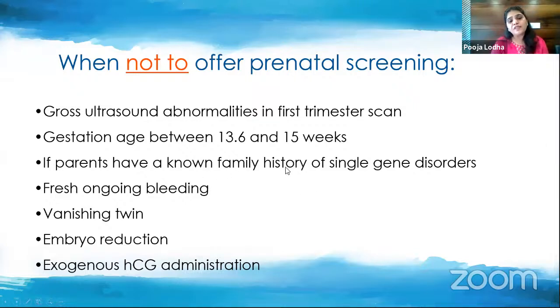If parents have a known familial history of single gene disorders, so if you're anyways going to go in and do an invasive, and you're going to send a microarray or a karyotype or a FISH while doing the invasive, like we mostly do as a protocol, do not waste her money on doing a double marker then. If there is fresh ongoing bleeding, avoid doing a double marker. There is a vanishing twin and embryo reduction, we've already seen that. And of course, within a week from the exogenous HCG injection.